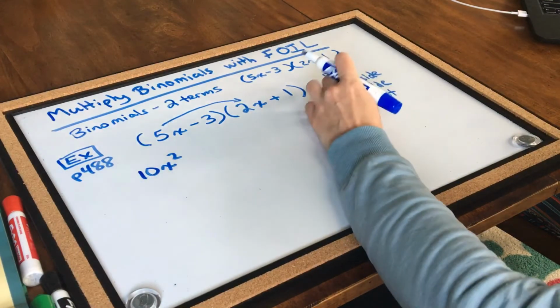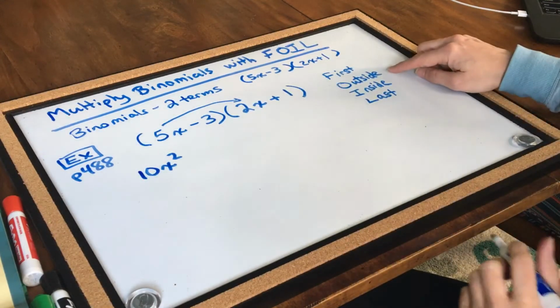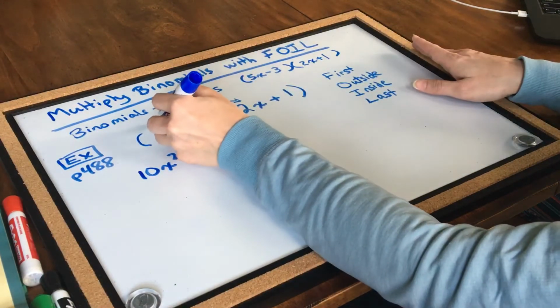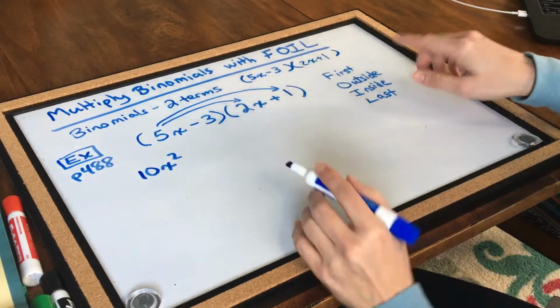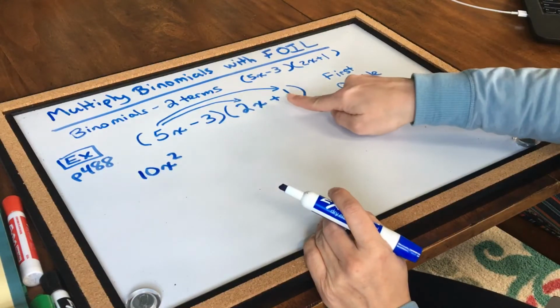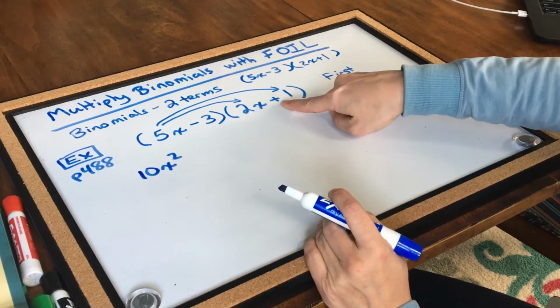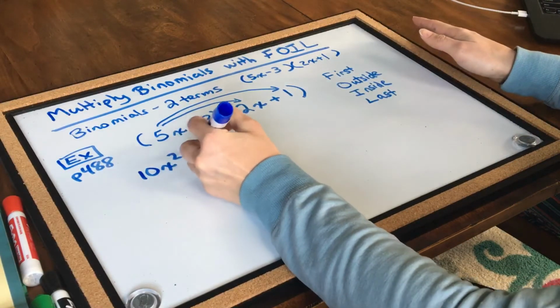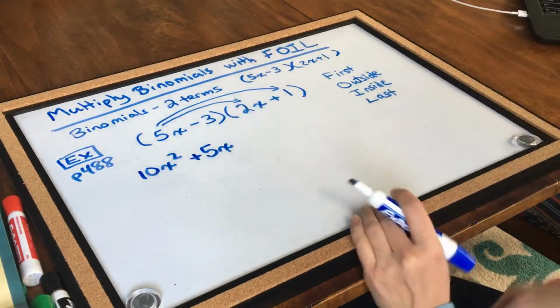Okay? Next, I'm going to multiply the outside terms. So the outside terms would be 5x and the 1. So I'm going to do a little arrow here. So 5x times a positive 1. Remember, that's the leash on the 1. So 5x times positive 1 is just a positive 5x or plus 5x.